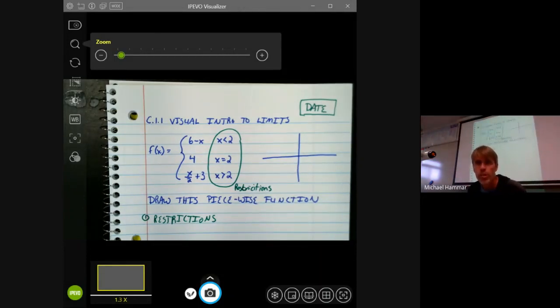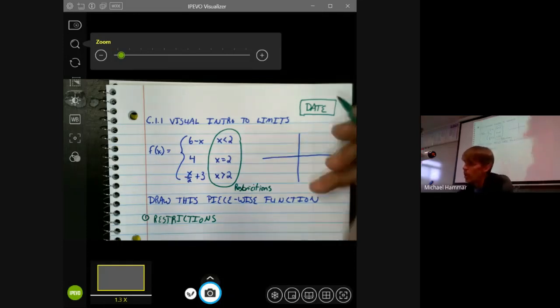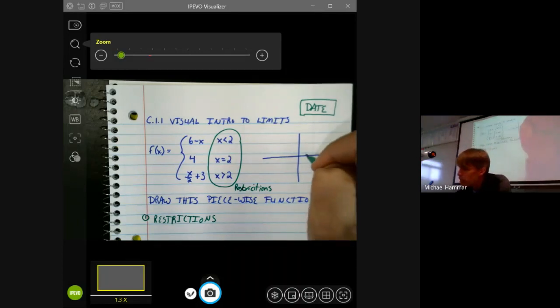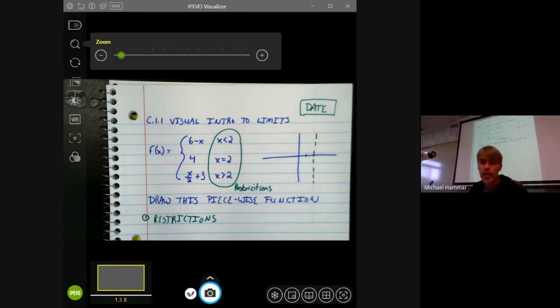So in this case, you notice that it's x is less than 2, x equals 2, or x is greater than 2. So on my graph, I'm going to go to x equals 2, and I'm going to put a dotted line, a vertical dotted line, because things are going to happen at that x value. Now, some things are going to happen below x equals 2. Some things are going to happen greater than x equals 2, and some things are going to happen right at x equals 2. So put your vertical line in to show where your restrictions are.